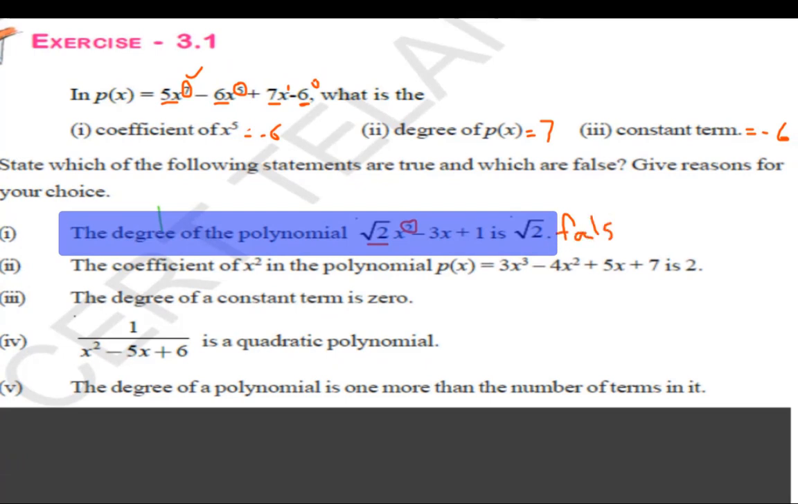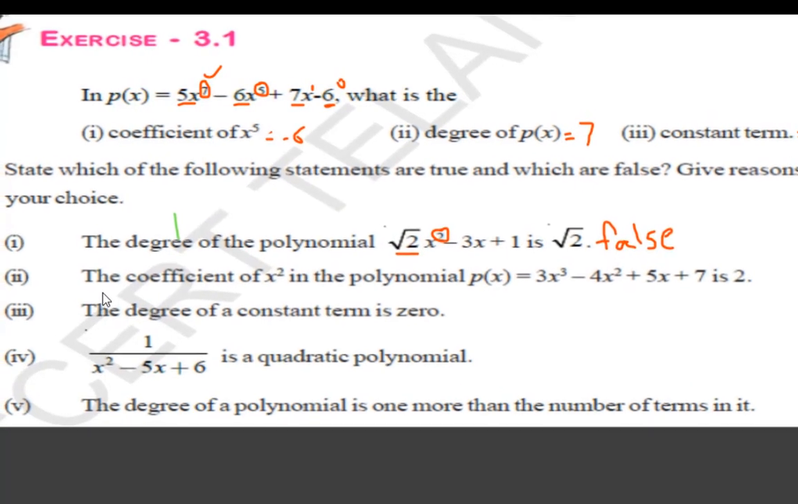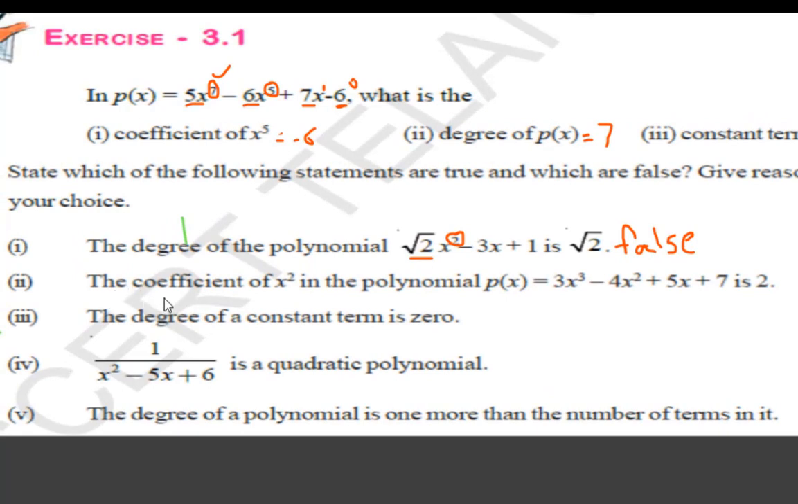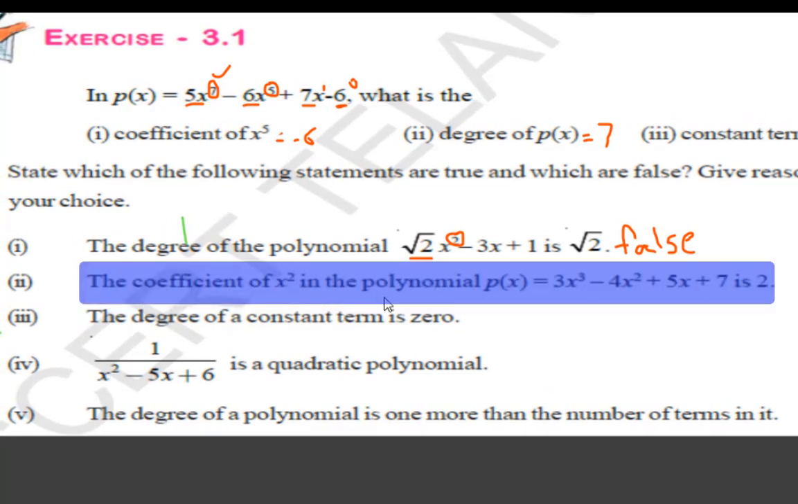And what is the reason that we have to mention here? The reason is that here root 2 is not the degree of this polynomial, it is the coefficient of x square. And the degree of this polynomial is 2. Now let us see the second statement, that is, the coefficient of x square in the polynomial p of x equals 3 into x cube minus 4x square plus 5x plus 7 is 2.